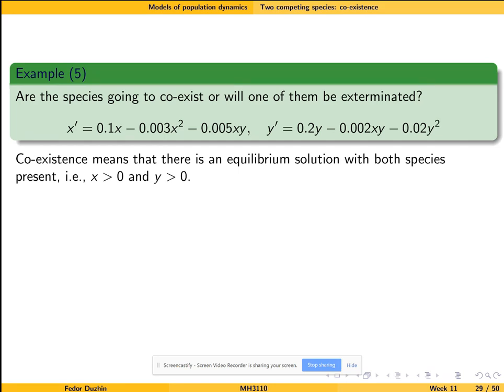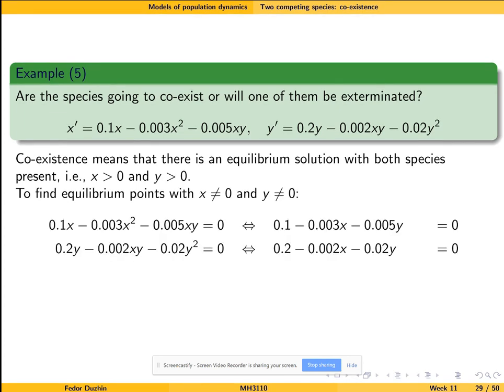So let us see how we can determine which of the three alternatives is actually realized in each specific numeric example. Coexistence means that there would be an equilibrium solution with both species present, so we are looking for equilibrium solutions where x is positive and y is positive. Notice that in any case, if either x or y is 0, then there will be equilibrium solutions. The first is just 0, 0, and the other is when one of the species is at its carrying capacity and the other one is at 0.